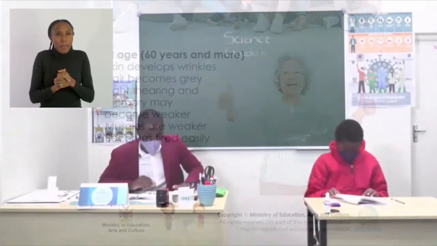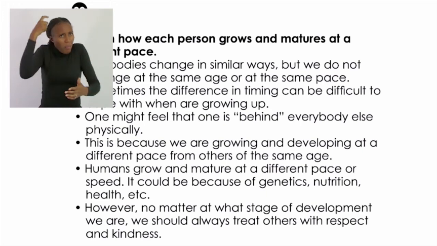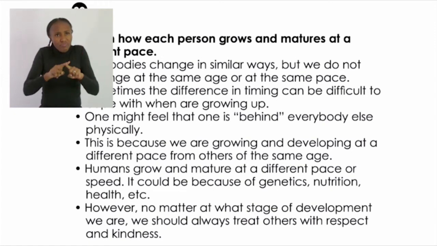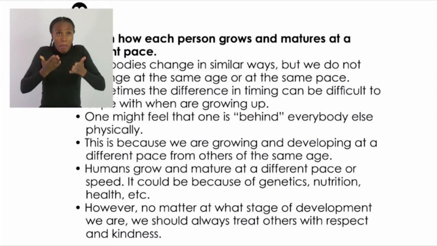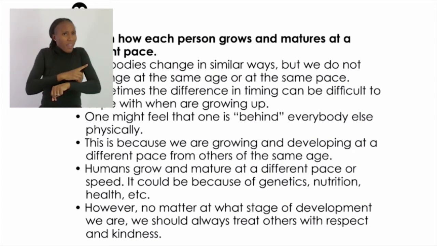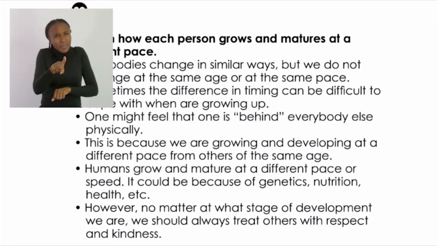Bear with me, we are moving to page 20. On page 20, we are stepping a little bit further when we are looking at how everybody grows and matures at a different pace. We have looked at the stages of life, but it doesn't mean that all of us have to reach those stages at the same time, even if you were born on the same day. It says, our bodies change in similar ways, meaning that your body has to change as mine through life. But it doesn't happen at the same time or at the same age, depending on the pace. Remember, we talked about the pace already, how fast or slow.